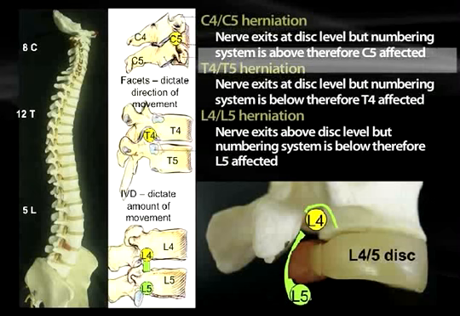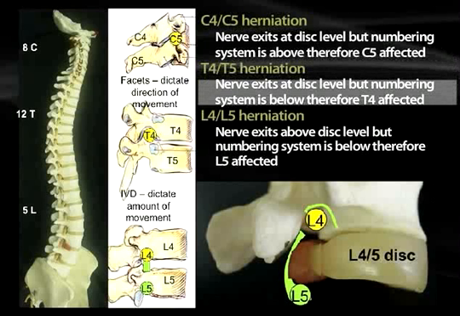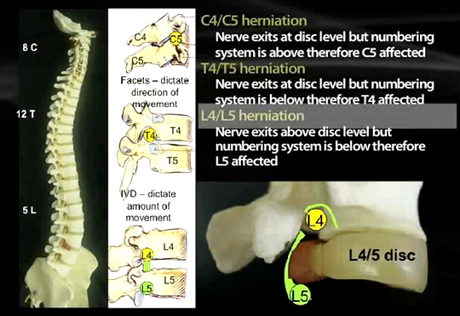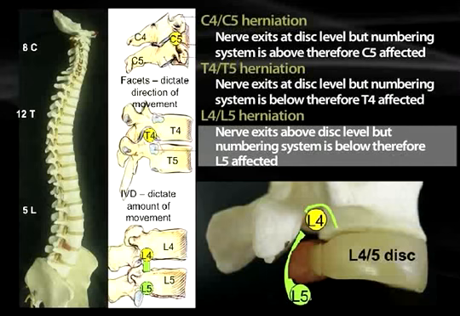If we do the same thing at the T4, T5, because it's coming out right at the disc level again, but this time the nerves are numbered below the vertebrae from which they come out, now we'll see a T4 herniation. When you get to the lumbar regions, the L4, L5 herniation, you can see how high up the intervertebral notch is on the L4 vertebrae. That's because of the body being so much larger in the lumbar region than in the cervical and thoracic region. Therefore, there's enough space for the L4 nerve to exit from the intervertebral foramina prior to the disc.